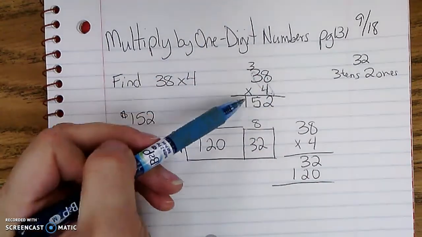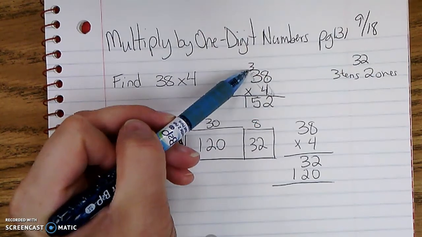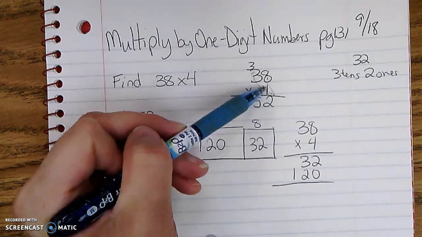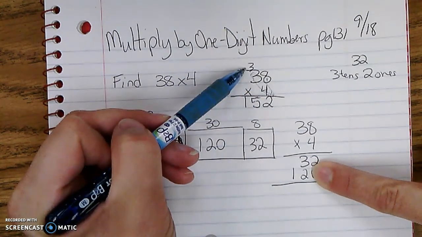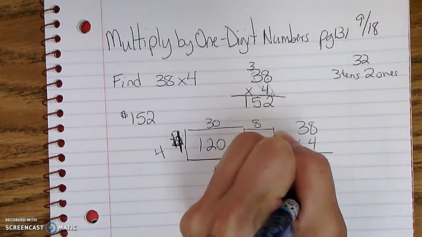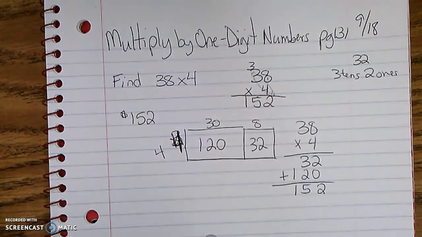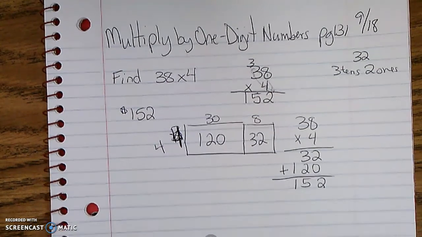So notice when I did it up here, I did 8 times 4 is 32, carry the 3. And then I did 3 times 4 is 12, and I added the 3 here, and here I'm adding the 3 here. I'm doing the same work, just in a different order. So that is using the standard algorithm. Let's try another example.